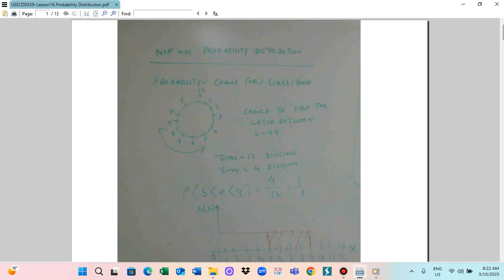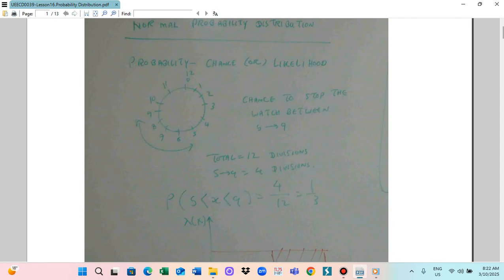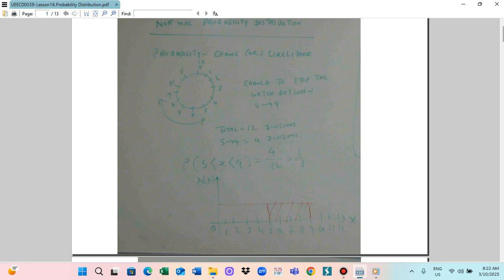Last period I started with statistics, and last period I did probability, and today is probability distribution. Probability means, the definition is, a chance or likelihood. This is the probability definition.